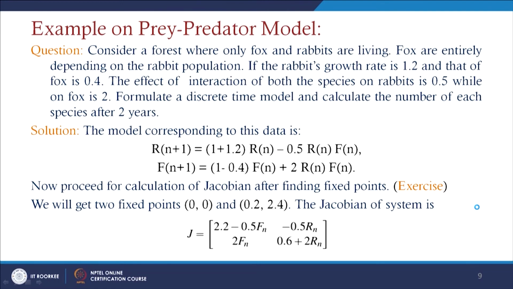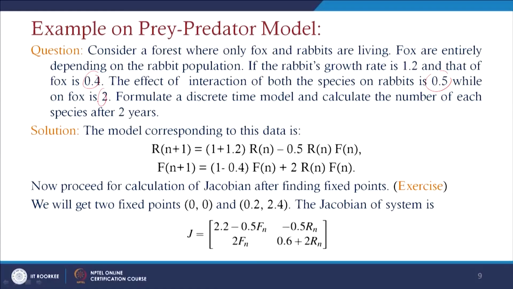If we consider a particular example, suppose we have a forest where only two species exist, that is, only foxes and rabbits are living there. Foxes are entirely dependent on the rabbit population. Suppose the rabbit's growth rate is 1.2 and that of the fox is 0.4. The effect of interaction of both these species on rabbits is 0.5, while on foxes it is 2. If we are asked to formulate a discrete time model and calculate the number of each species after 2 years, we can apply the previously discussed model.